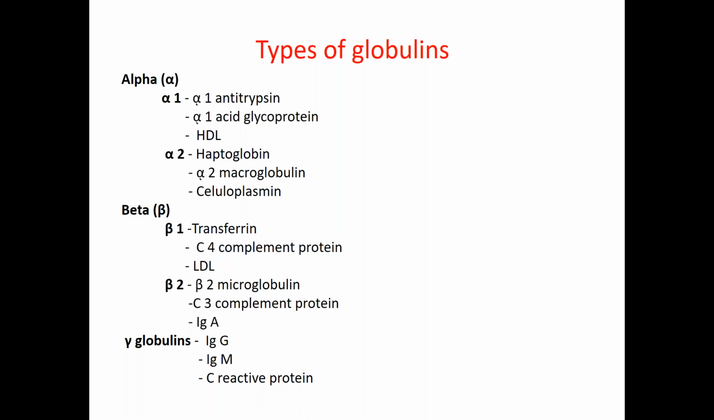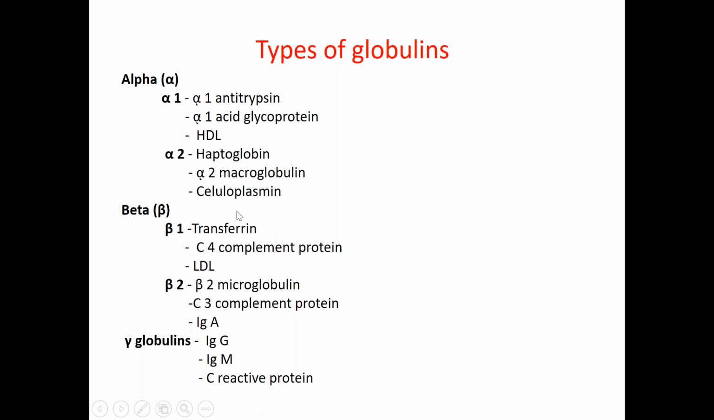Examples of alpha 2 globulin are haptoglobin, alpha 2 macroglobulin, and ceruloplasmin. And again, ceruloplasmin is one of the acute phase reactants. Beta globulin consists of beta 1 and beta 2. And beta 1 consists of transferrin, C4 complement protein, and low density lipoprotein.